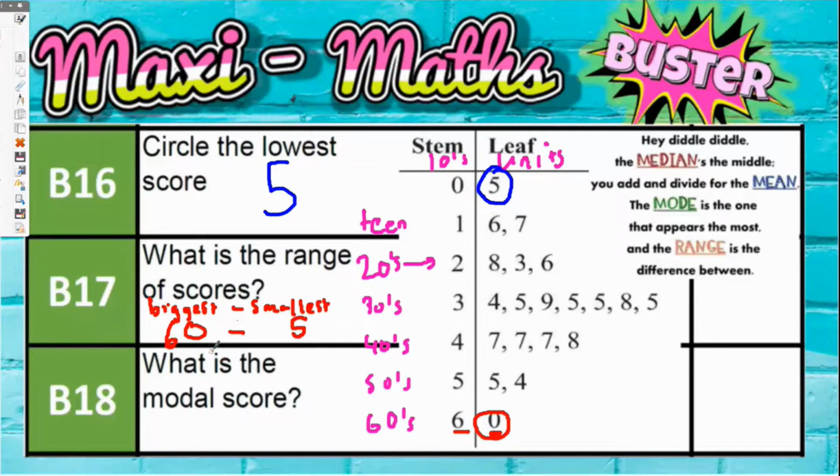So the range is the difference between 60 and 5, biggest and smallest. 60 to 5 is a range of 55. So the answer to that one is 55. And the last question, the modal score.